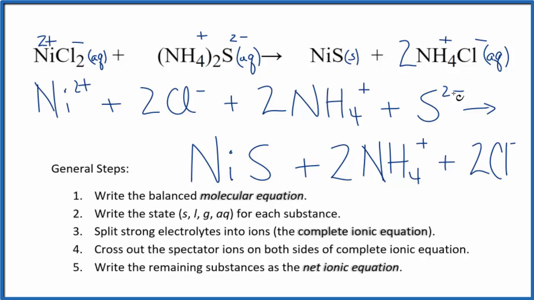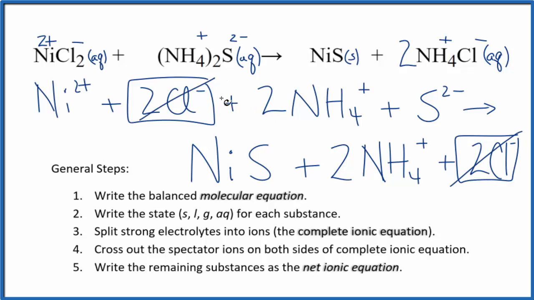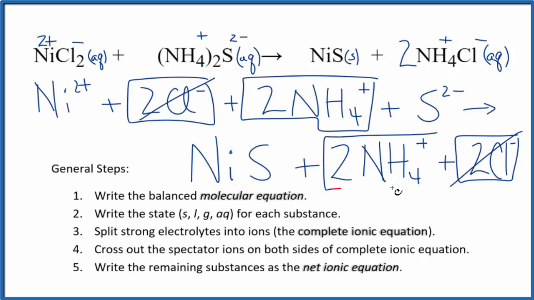In the products, I see I have two chloride ions. In the reactants, I also have two chloride ions. Those are spectator ions. We can cross those out. In the reactants, I have two ammonium ions. Also in the products, spectator ions. Cross them out. What's left is the net ionic equation for nickel(II) chloride plus ammonium sulfide. I'll clean it up and write the states in. We'll have our net ionic equation.